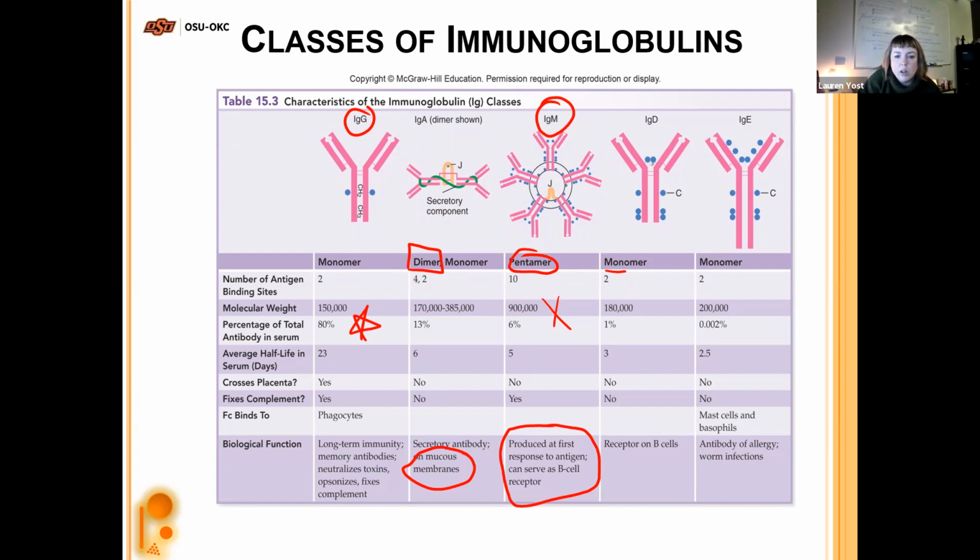IgE is associated with allergies and worm infections. And then on the surface of the B cells, those typical receptors that we were talking about, that is IgD. So you do need to know that part of it.